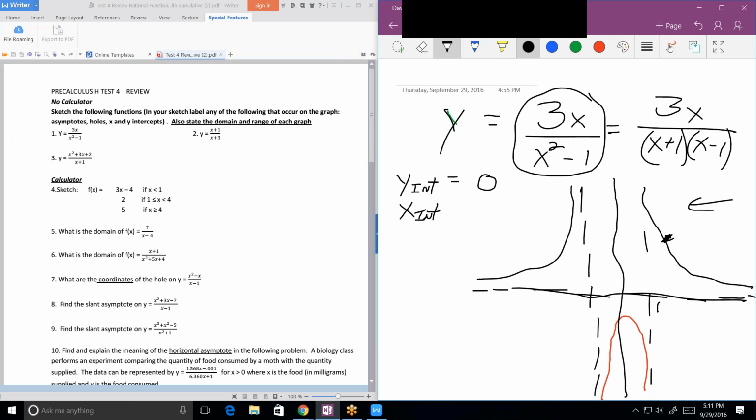We know it's not the red. Let me erase that before I confuse you. And black is not there either. We know that it has to go through that point. So it looks like this. It says no calculator, so let's go on. You can't even check, I presume, if you're taking a test. You just have to go with this. Okay.